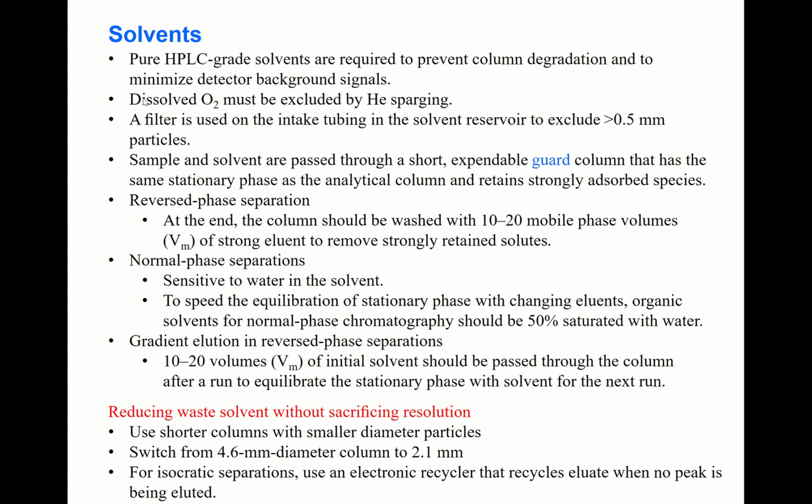And dissolved oxygen must be excluded by helium sparging. Why? If oxygen enters the column, it may oxidize some component in the column, and that may result in column degradation. How do we remove the oxygen? By sparging with an inert gas like helium, and then the oxygen gas will be purged out.